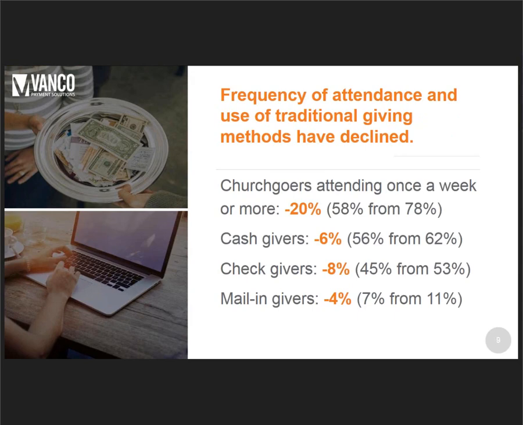So frequency of attendance and use of traditional methods have declined. I think we all know hardly anyone even accepts a check anymore, which means you really don't use a check. Most individuals may have one or two scenarios where they actually write a check, and one of those is church. Church givers attending a church service or activity once a week or more has declined about 20%, with a 6% decline in cash, 8% in checks, and also a drop in people mailing in their donation. Again, people are using methods other than the traditional paper method.